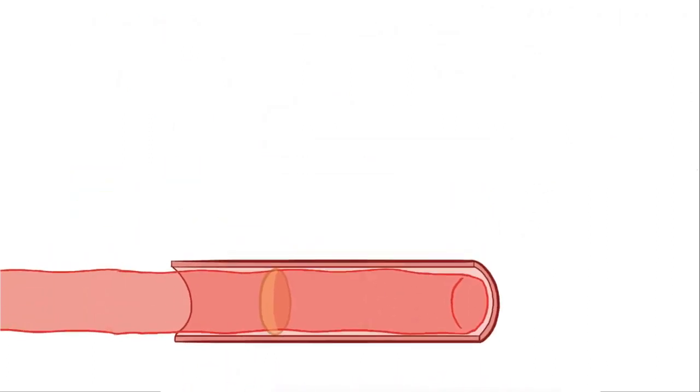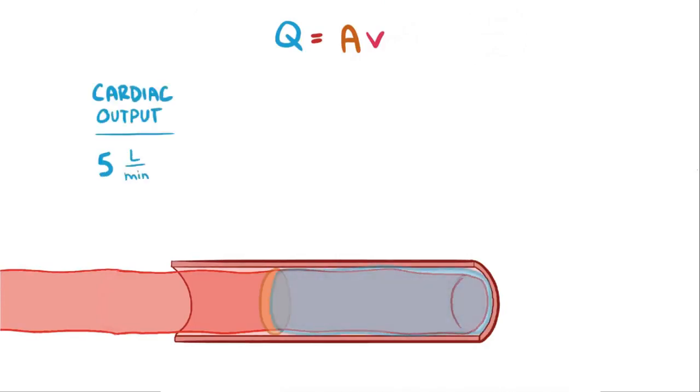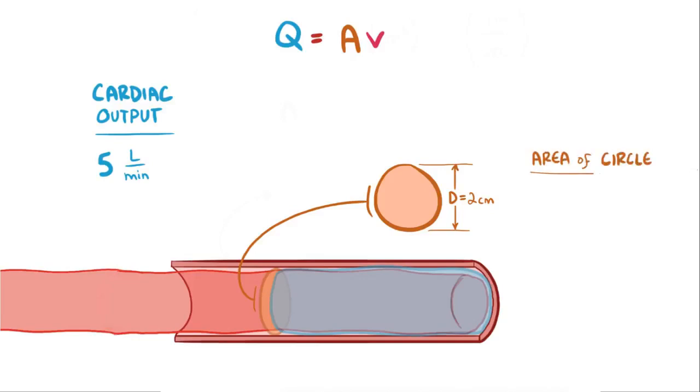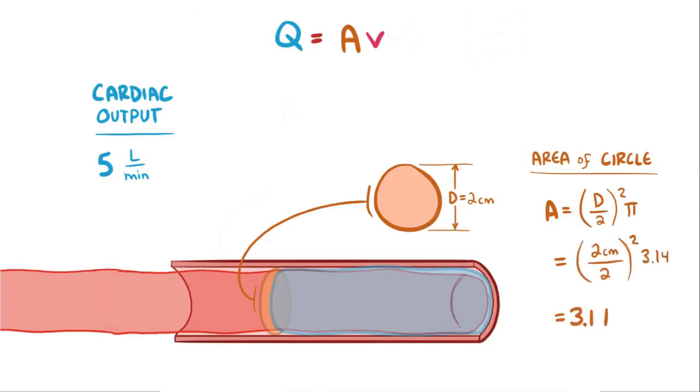Alright, so as an example, let's say that we want to calculate blood velocity, and we already have a person's cardiac output of 5 liters per minute, which is average for an adult, as well as the diameter of their aorta, which is 2 centimeters. First off, using the equation for the area of a circle, which is (diameter over 2) squared times pi, we get (2 centimeters divided by 2) squared times pi, which is 3.14 centimeters squared.